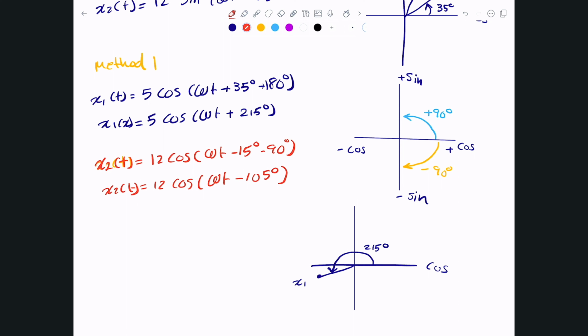What about x2? Well, x2 is actually also based on the cosine. What we need to do is we need to move negative 105 degrees, so we're going to move that way. So if we stop in here, that will be negative 90. This is negative 180, so it's basically somewhere in this quadrant.